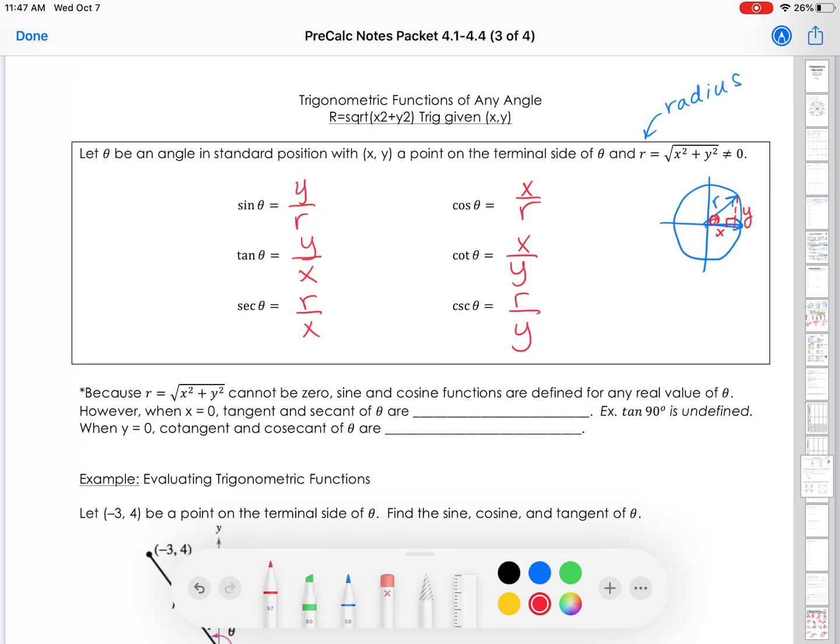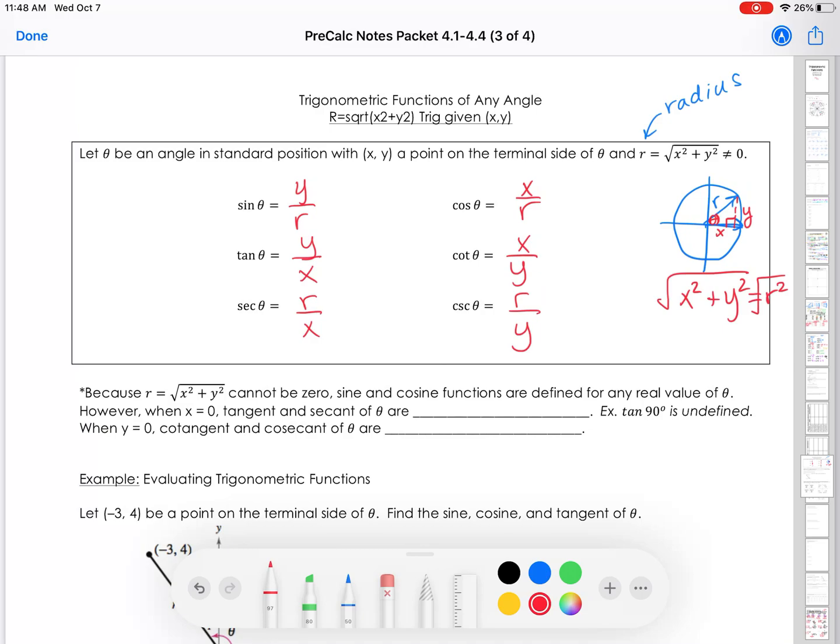We are just going to keep in mind that we're not necessarily talking about the unit circle, but any circle. Because the radius is equal to the square root of x squared plus y squared, which is really the Pythagorean theorem, x squared plus y squared should be r squared, the hypotenuse, but we could just take the square root of both sides. And we know that it cannot be equal to 0. Then our sine and cosine functions are going to be defined for any real value of theta, because if r was 0, then we'd have a denominator of 0, and that just doesn't work.